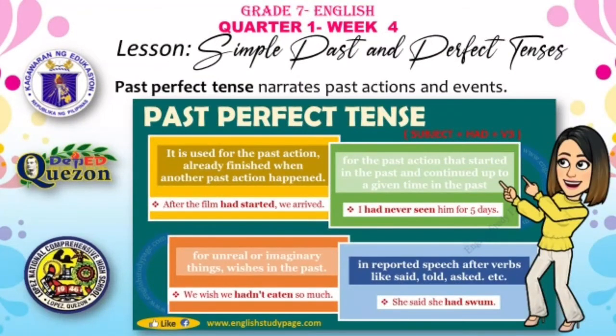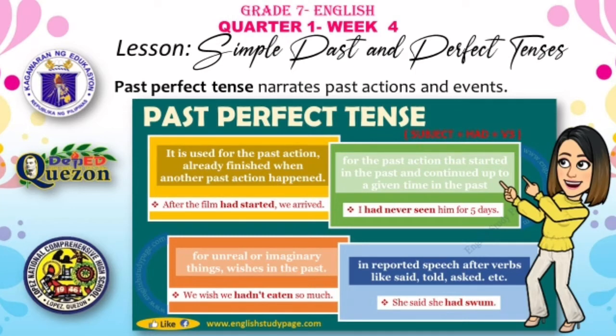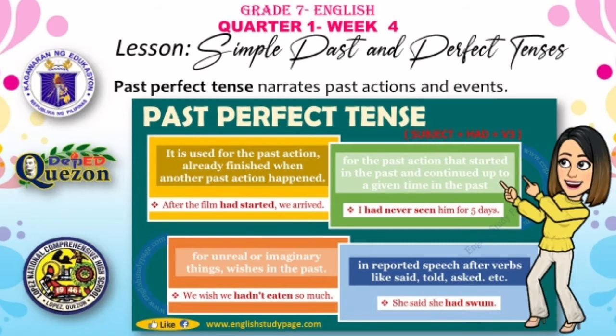Past perfect tense narrates past actions and events. Past perfect tense is used for a past action already finished when another past action happened. Example: after the film had started, we arrived. Past perfect tense is used for a past action that started in the past and continued up to a given time in the past. Example: I had never seen him for 5 days.